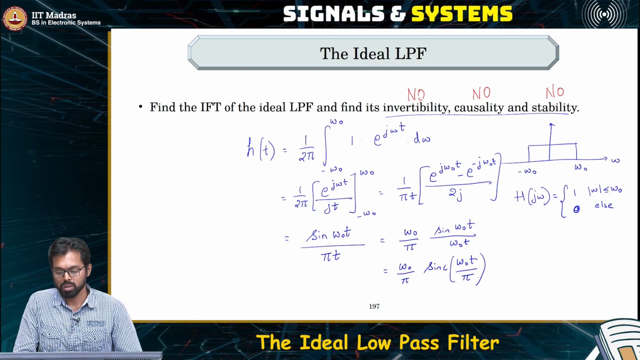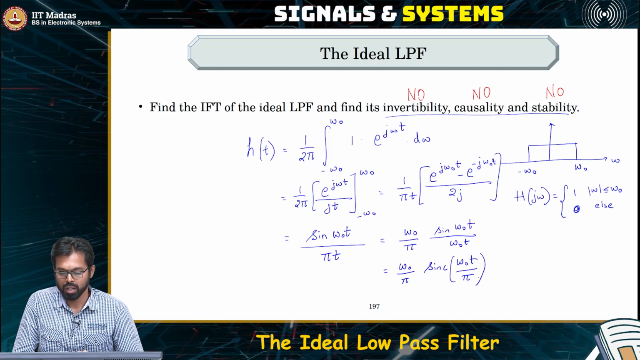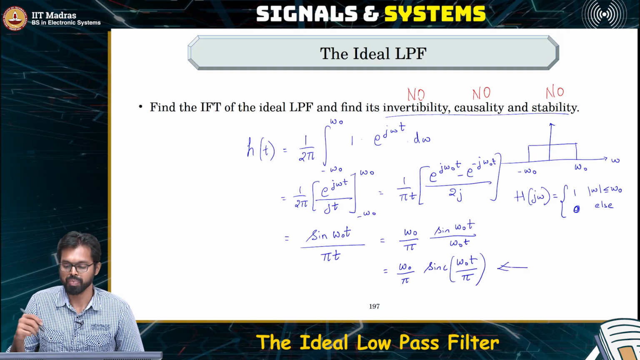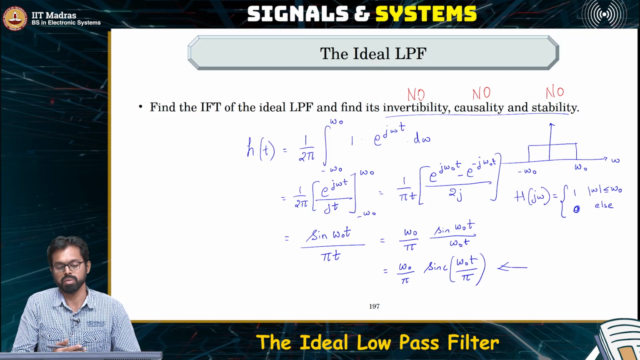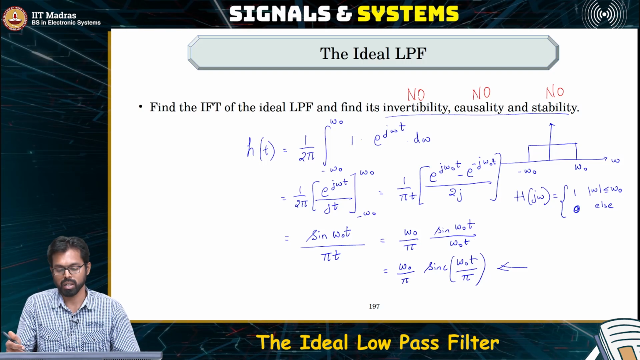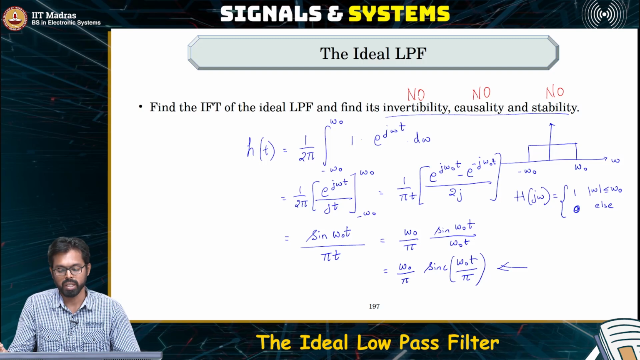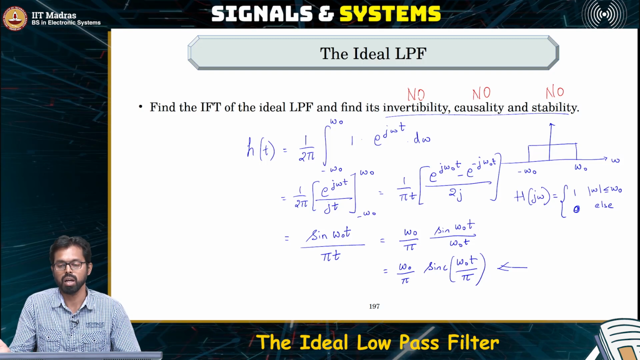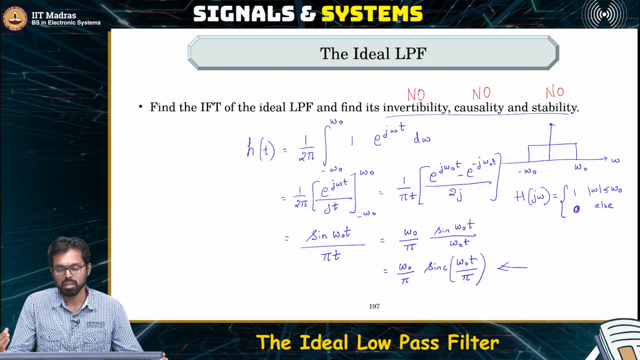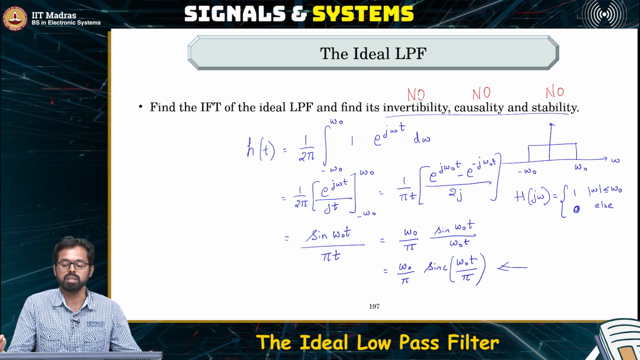Okay. So clearly we know that this signal is not causal because it exists even for negative values of time, and if you try to find the absolute integration, this is not going to be finite, and hence this is unstable.